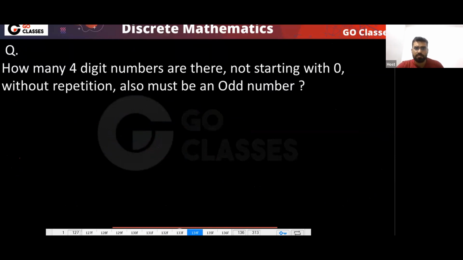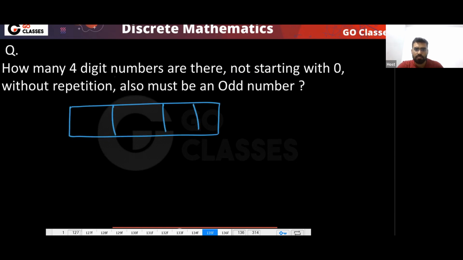What about this? Solve this question. One tricky question is coming on your way. Tell me this: 4-digit numbers not starting with 0. It must also be an odd number, and it should not start with 0, and without repetition. You should not have a repetition.